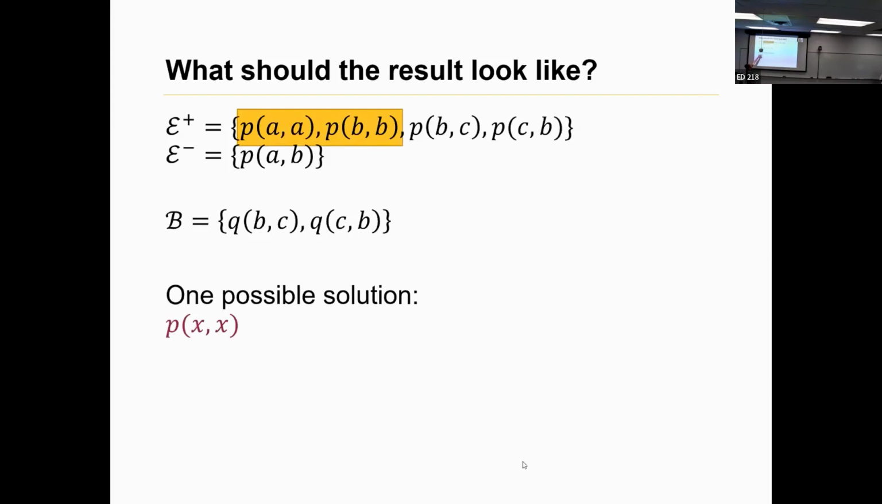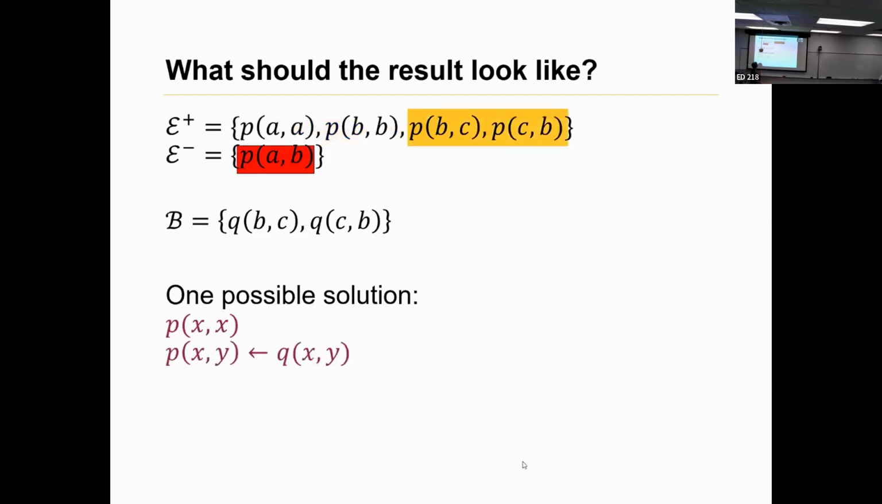So one possible solution is P of X, X. We are learning this from the first 2 positive examples, where the X are 2 constants like A and B. The whole purpose of this is to find solutions that can explain everything in the positive examples and nothing in the negative examples. So this possible solution explains the first half of the positive examples. Let's check the negative examples. Predicate P with input A and B does not violate that. So this is a possible solution.